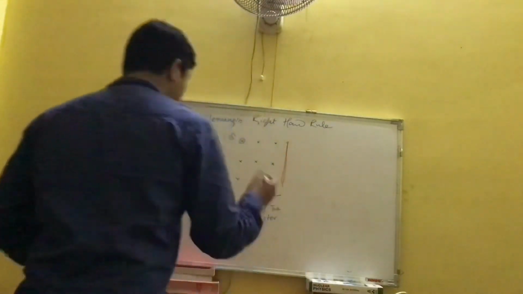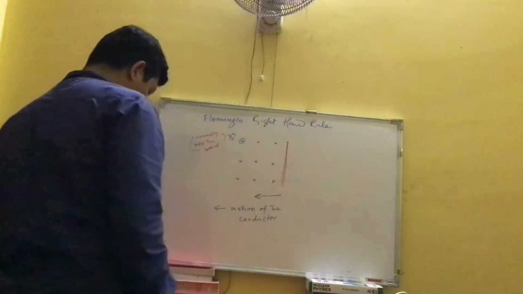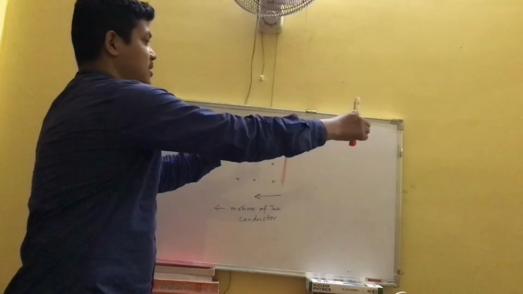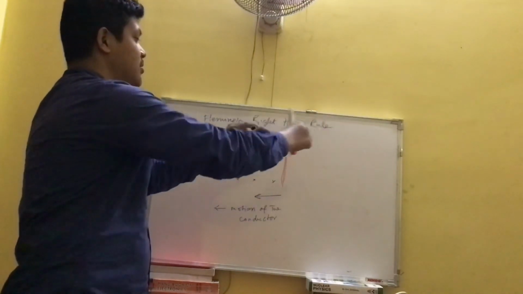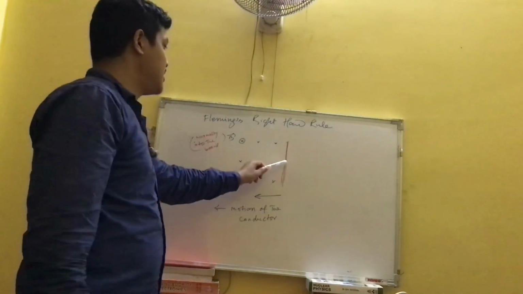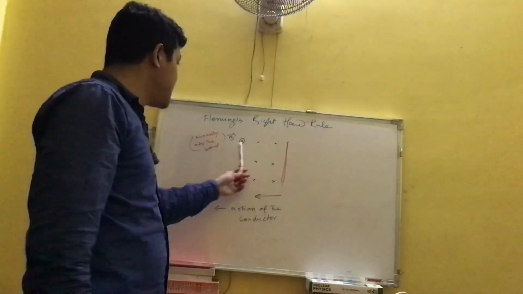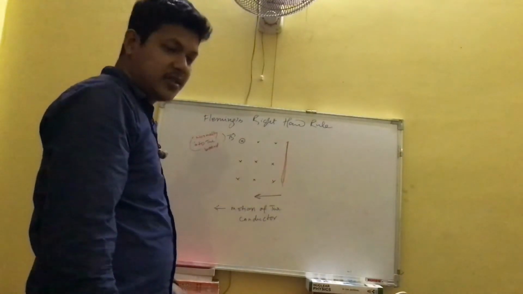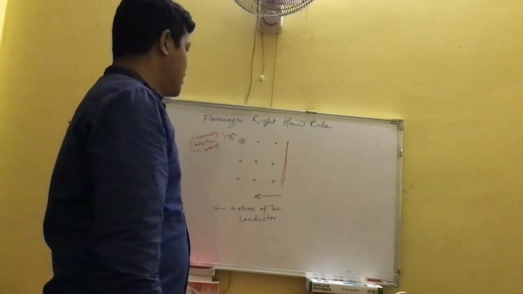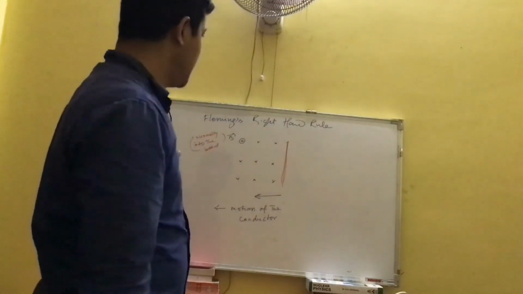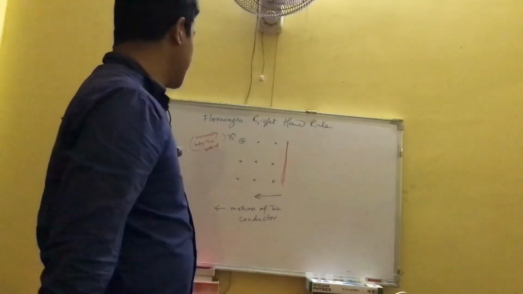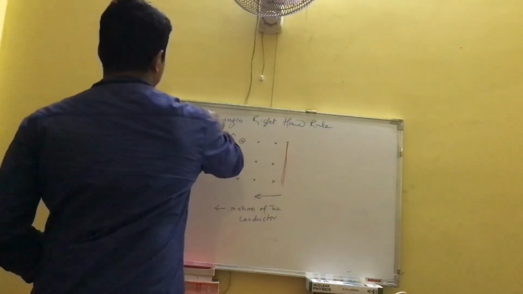So what will happen? The magnetic field is into the board, and the conductor is being moved in this way. When it crosses the magnetic lines of force, there must be an induced EMF due to the change in magnetic flux across it. What will be the direction of EMF in this conductor? That will be determined by Fleming's right-hand rule. Now let me tell you how.